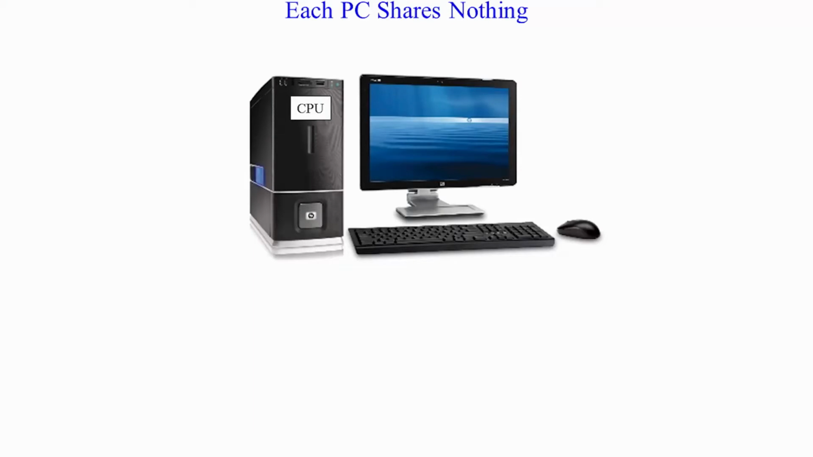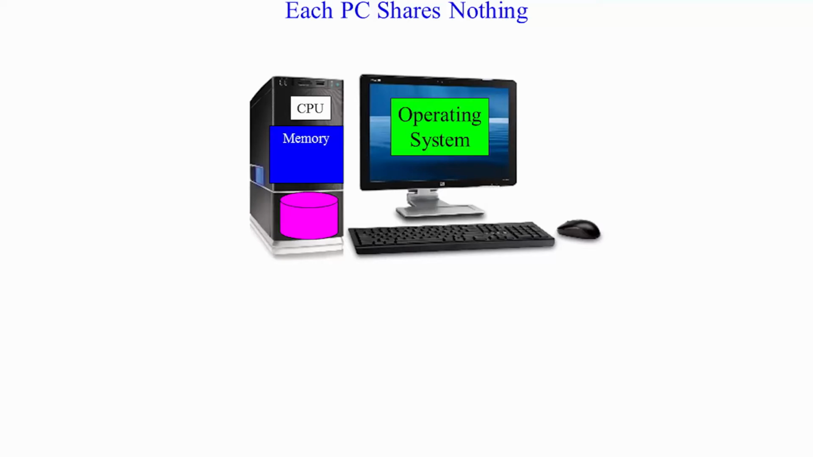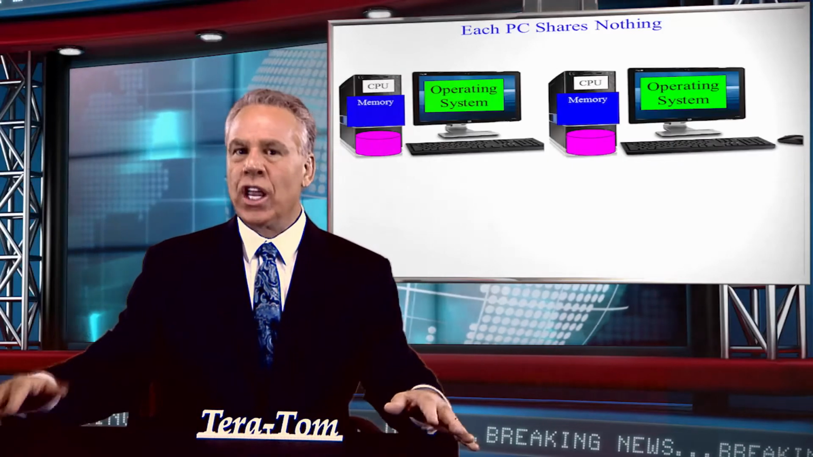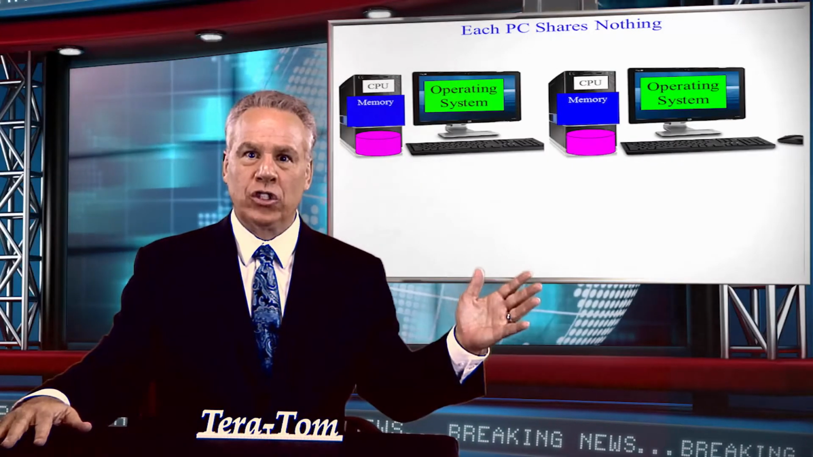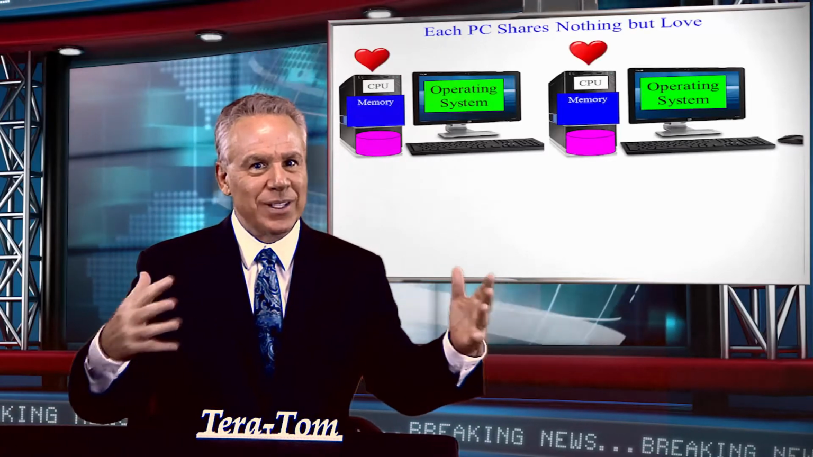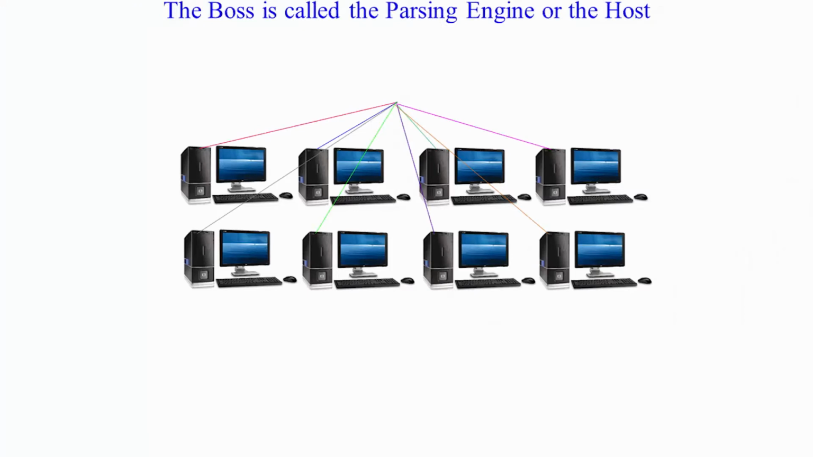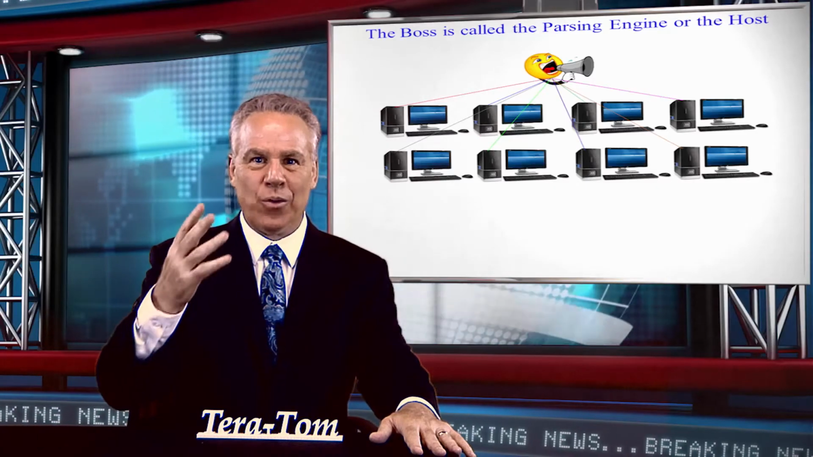It has its own CPU. It has its own memory. It has its own disk. It has its own operating system. This is a shared nothing environment. Just like your PC and your spouse's PC, these are separate systems. But the real key here, they're connected to a network. They have got a boss that's telling them exactly what to do simultaneously. And that's how big data works.